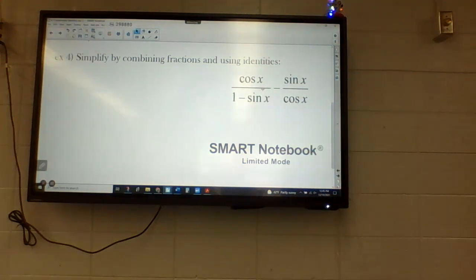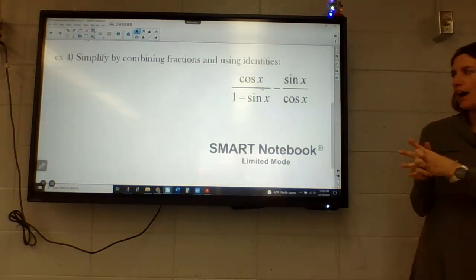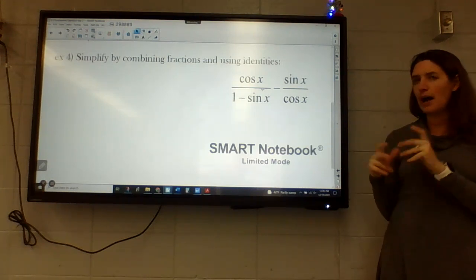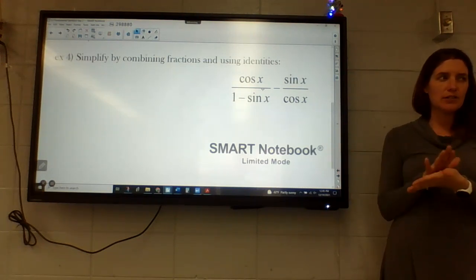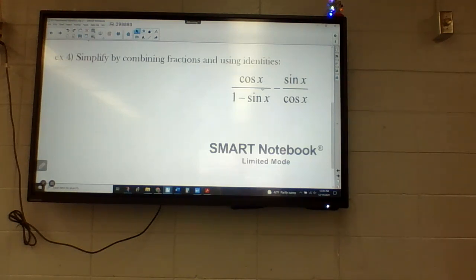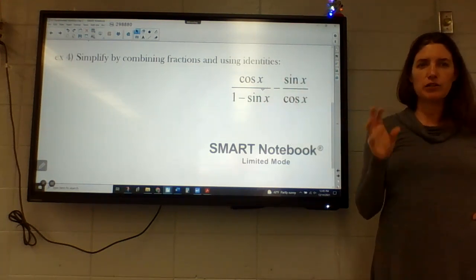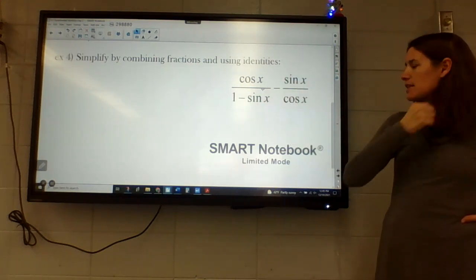So this one again, I'm trying to give you some clues with our directions here. It says simplify by combining fractions and using identities. Obviously, all of these are using identities. But if I want to combine fractions on this one, I need to get common denominators, right? Not the most easy thing to do. However, that's why we did that fraction worksheet to remind you common denominators are necessary.